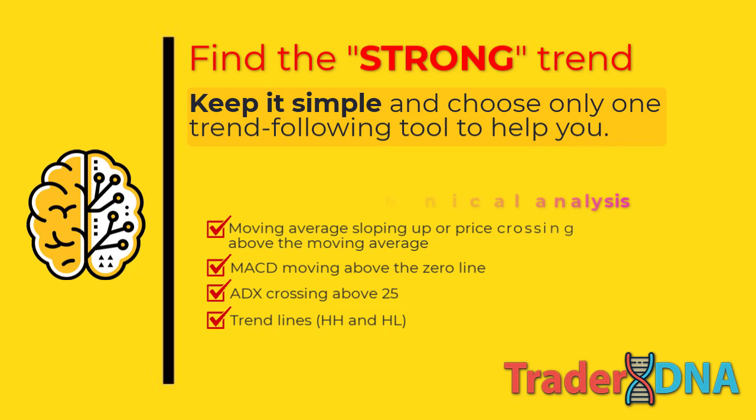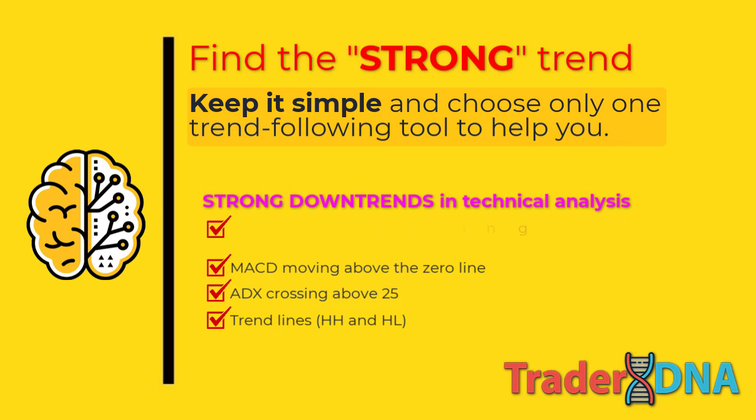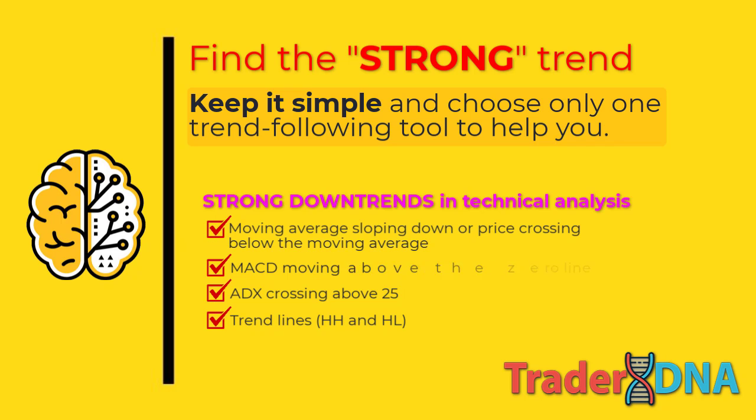Strong downtrends in technical analysis. First, moving average sloping down or price crossing below the moving average. Second, MACD moving below the zero line. Third, ADX crossing above 25. Fourth, trend lines, lower high and lower low.